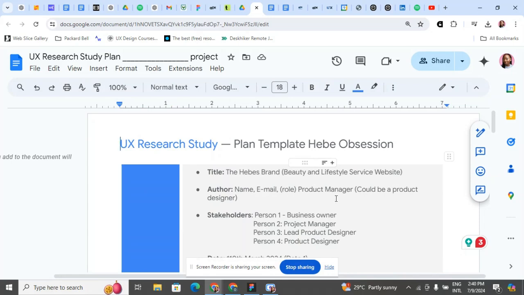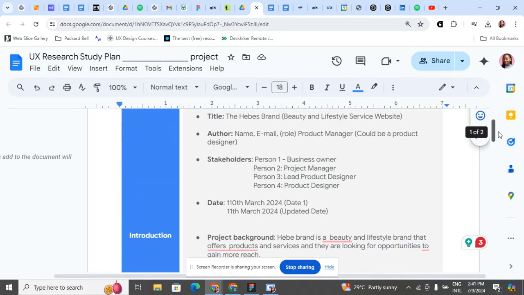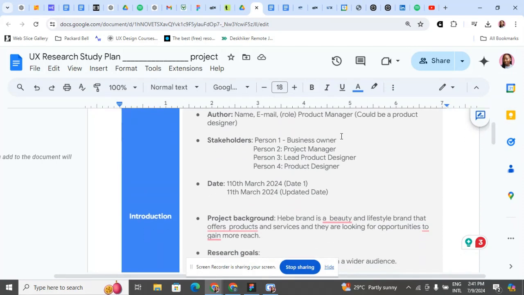Then we went to the author, which is usually a product manager and could also be a product designer. Usually the lead product designer. We ask for the name, the email, and the roles. Then we go on to the stakeholders, which is usually the business owner, the project manager, the lead product designer, and the product designers. So these are just the people that have a stake in the project entirely.